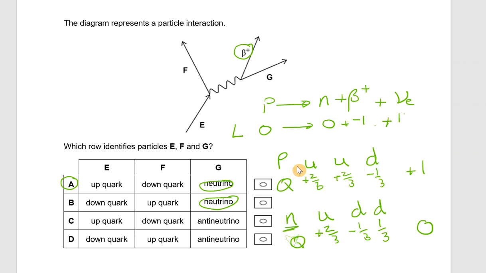So we can see for a proton to change into a neutron, or to decay into a neutron, an up quark must decay into a down quark. So we can see that E must be this up quark and F must be the down. So E is an up quark and F is a down quark. Answer is A.